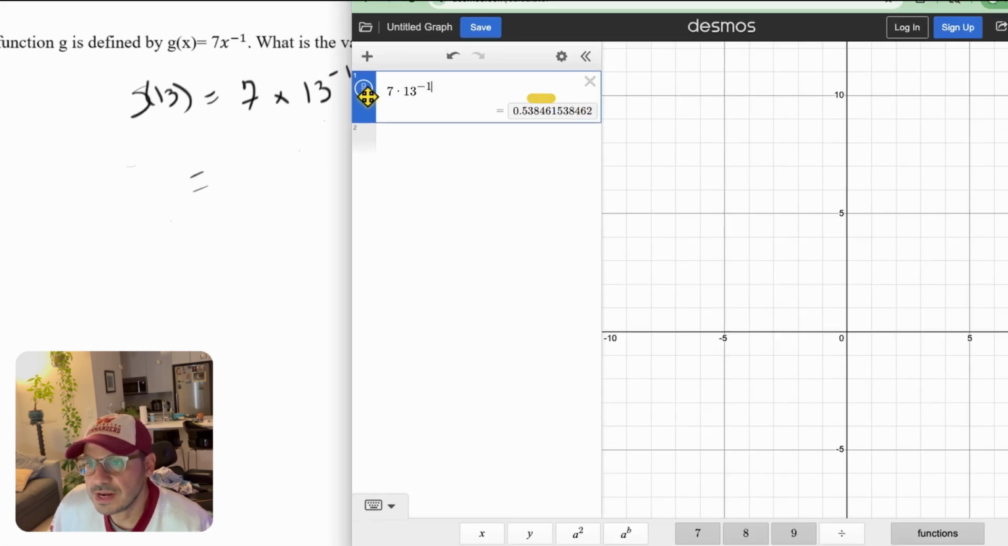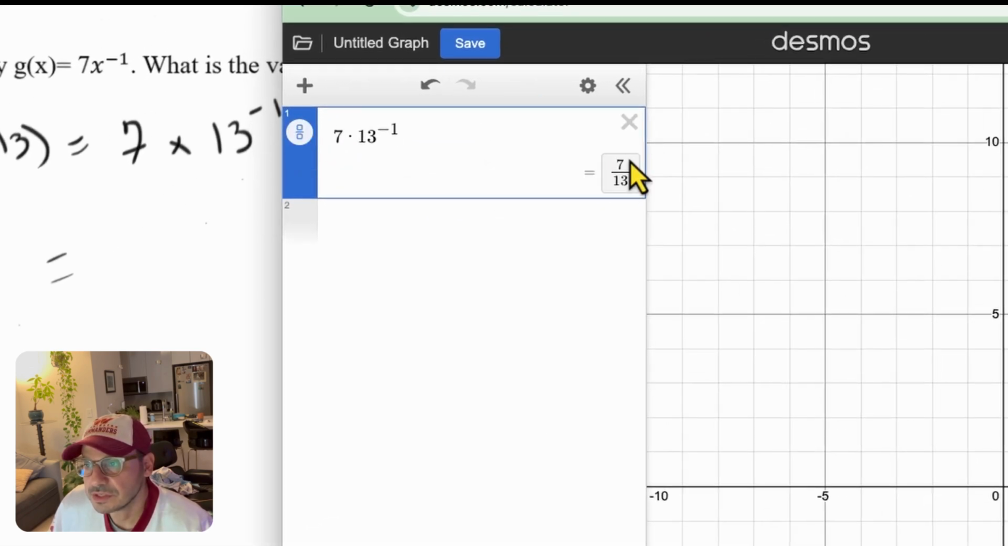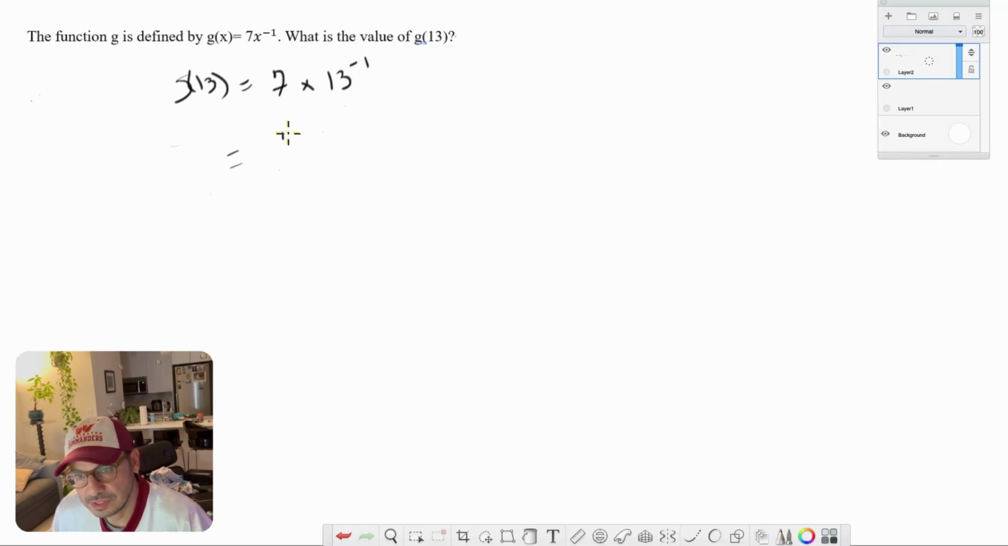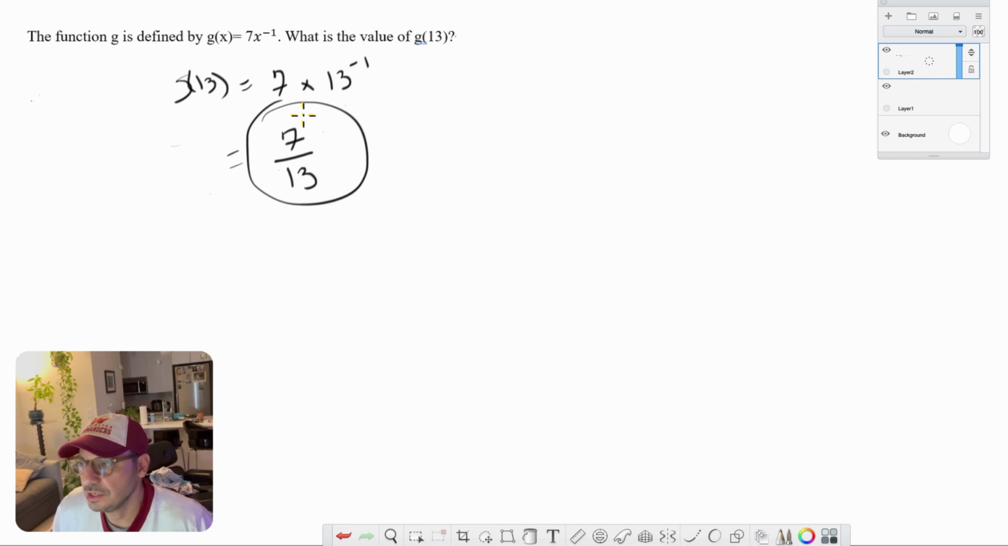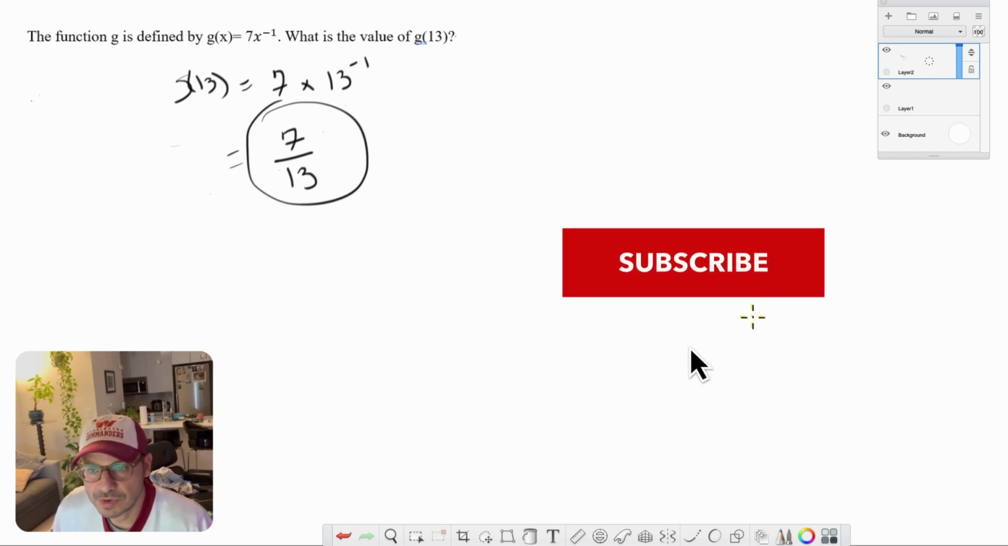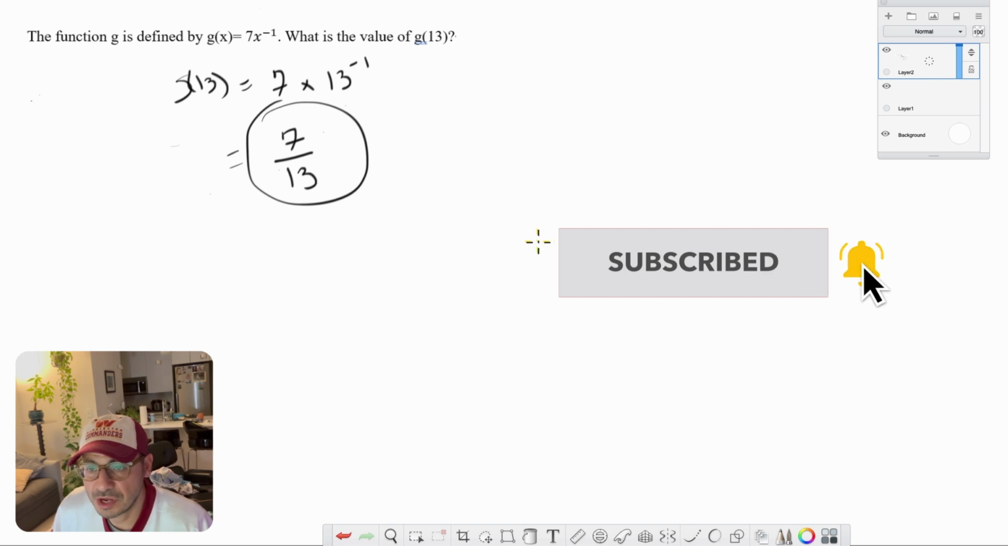You could just turn it into a fraction by pressing this. So 7/13, that's the answer. 7/13. Don't do this in your head, obviously. Just use your calculator or write it out. Desmos offers an awesome calculator.